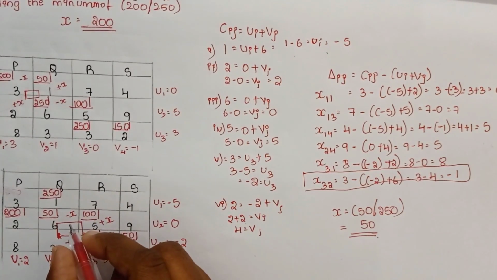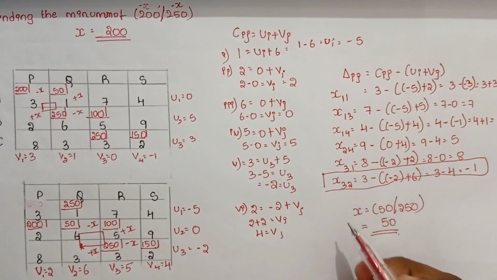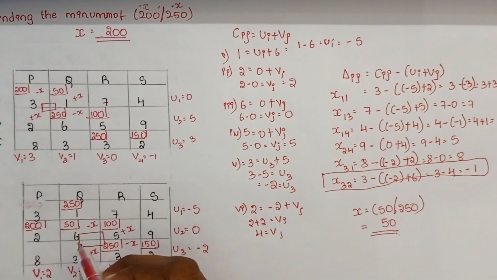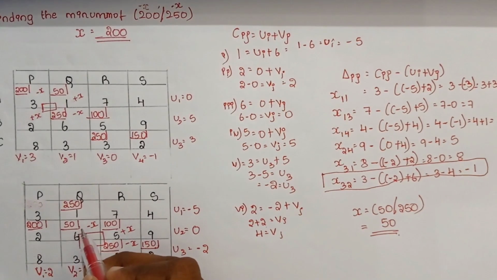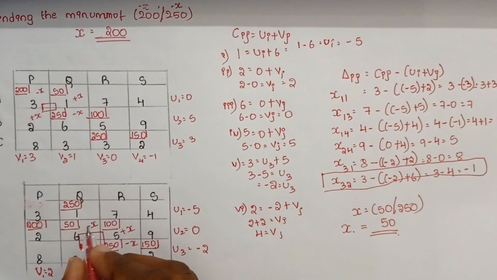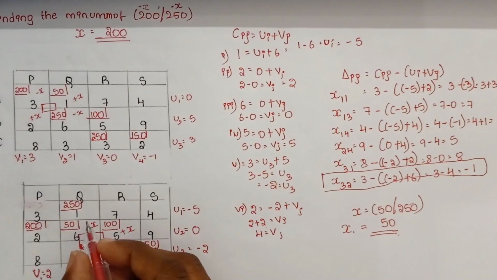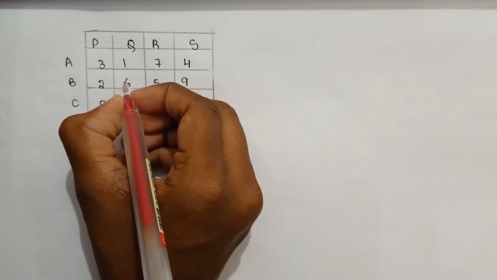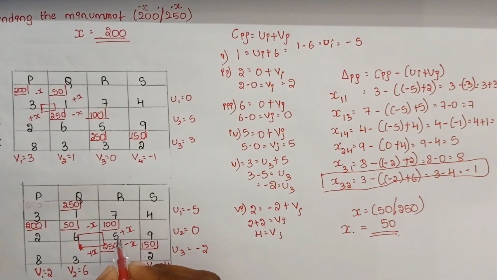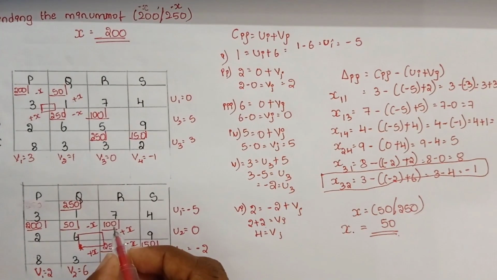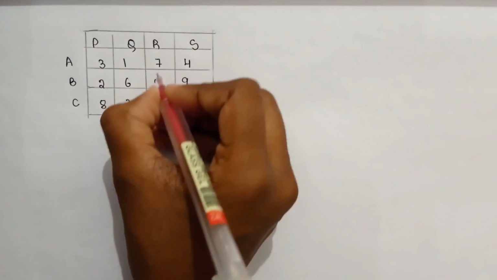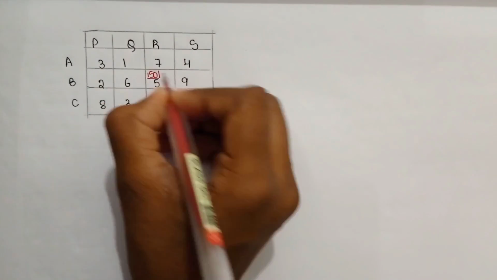So using this 50, we have to make a modified solution. That means we have to do the deductions and additions. Using this 50, we add and deduct on the looped cells. So the 6 has a 50 value, and this is a minus cell, so 50 minus 50 is 0. So the 6 is 0, and we will not allot anything. And here the 5 has an allotment of 100, and this is a plus cell. So 100 plus 50 is 150. So 5 holds an allotment of 150.